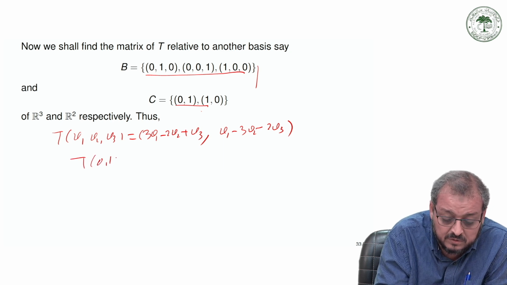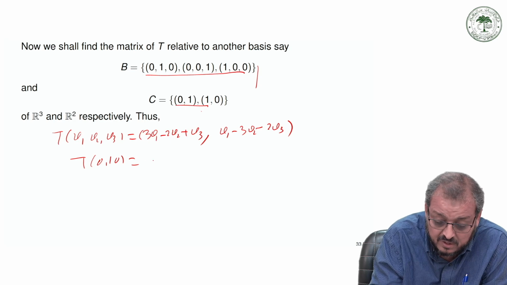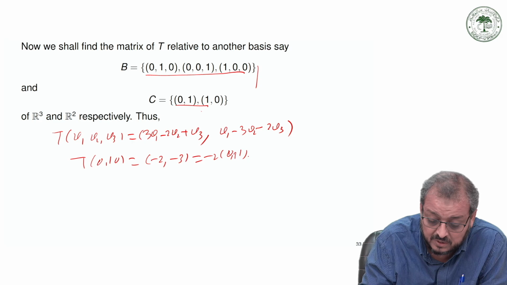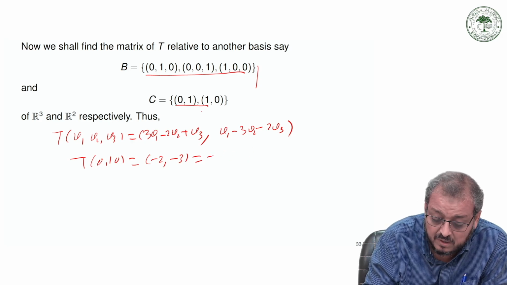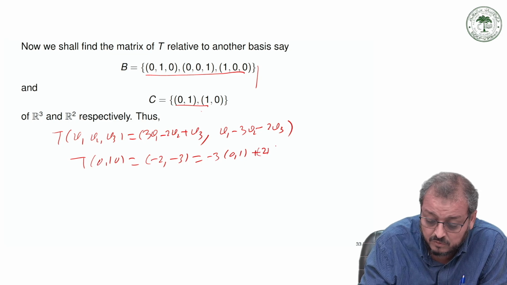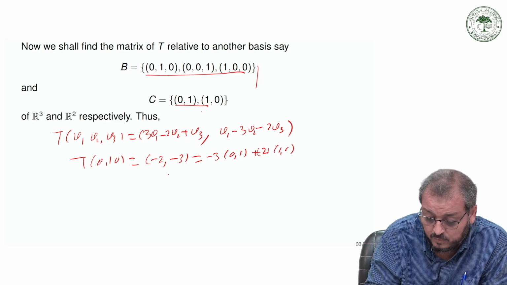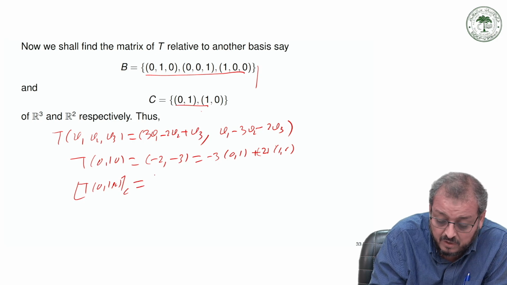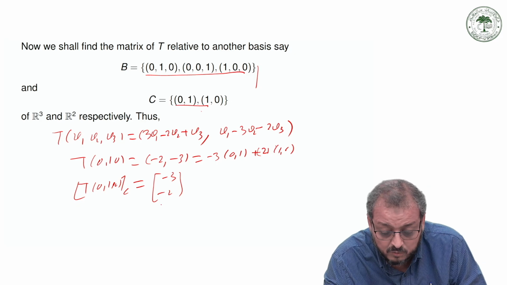So I have 0 1 0, and then 0 1 0 can be written as -2 times (1, 0) plus -3 times (0, 1). Clearly written in this form. Then T of 0 1 0, corresponding to the basis C, is equal to the column vector -3, -2.